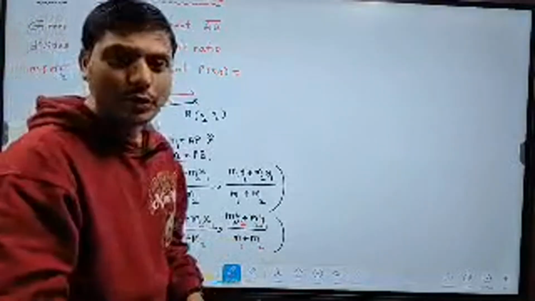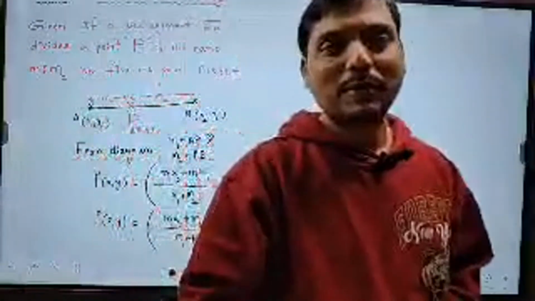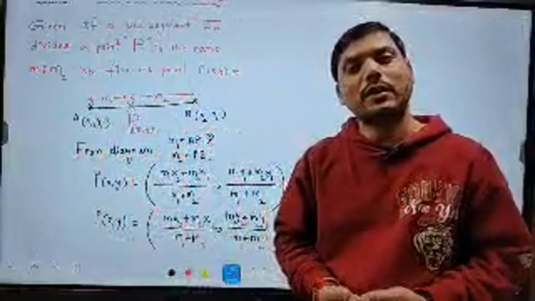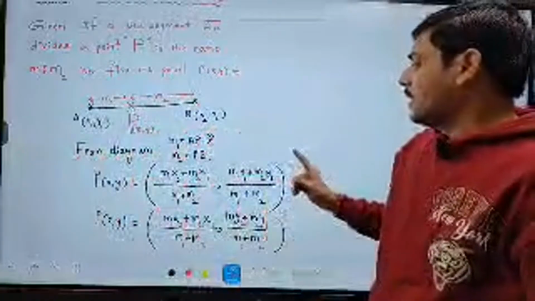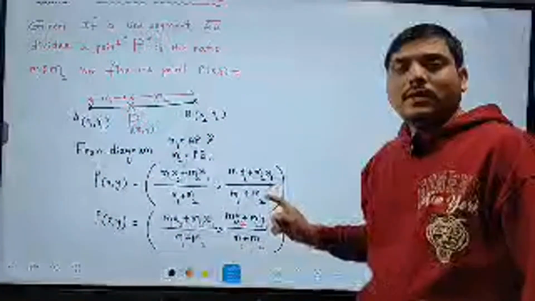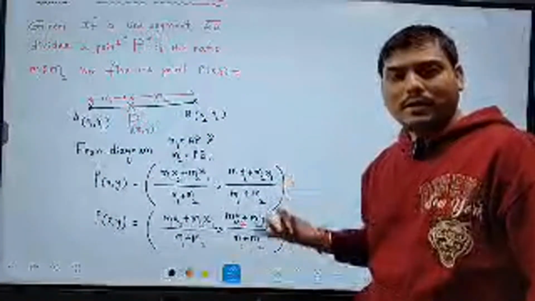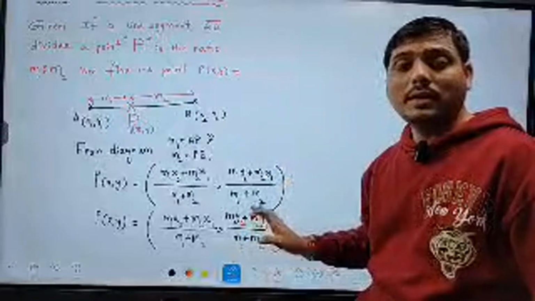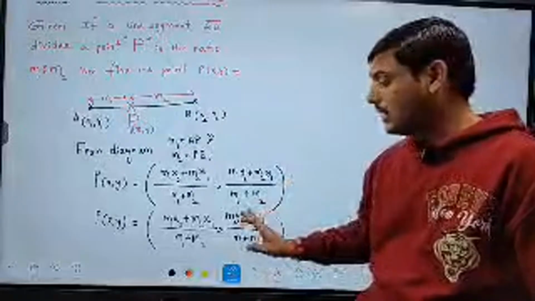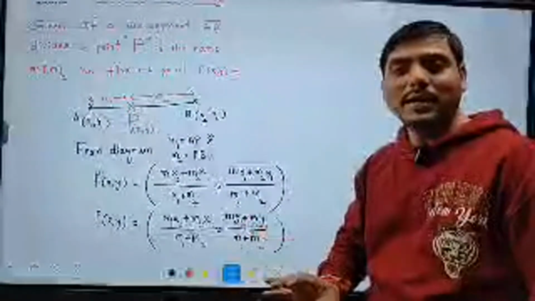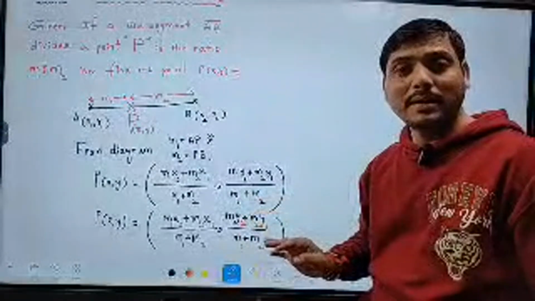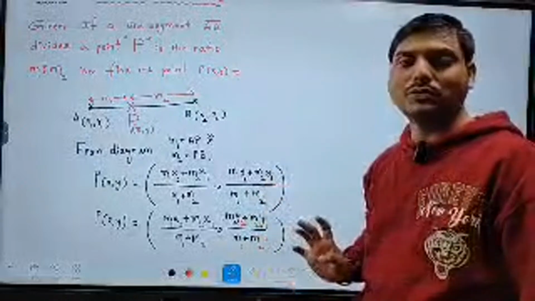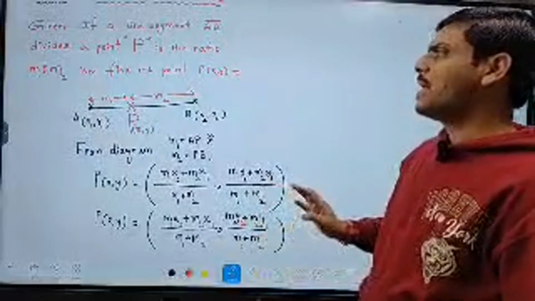Because of the commutative property, a plus b is equal to b plus a, m1 plus m2 is equal to m2 plus m1. Don't worry about it, okay? You remember this formula. If in case you forgot, whenever section formula comes in the question paper, you write simply m1x2 plus m2x1 by m1 plus m2, m1y2 plus m2y1 by m1 plus m2. Okay, this is the section formula.